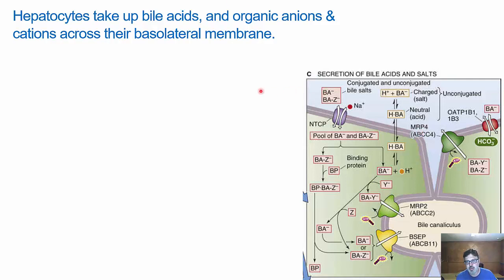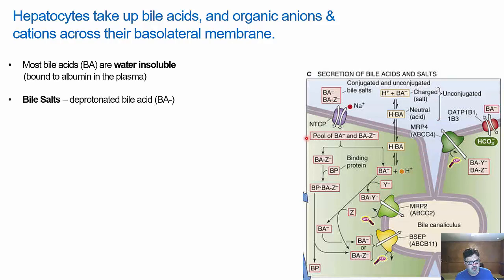So wherever we see the BA, that's a bile acid. And then here's a bile acid that's neutral. And then when it becomes charged, it will become a bile salt. So keep in mind, most bile acids are water insoluble, so they can freely cross through these membranes. And they are often, I'm sorry, not conjugated, but bound to albumin as a carrier protein to help make them a little more soluble. Not soluble, but bound to the albumin, they can be transported in the plasma.